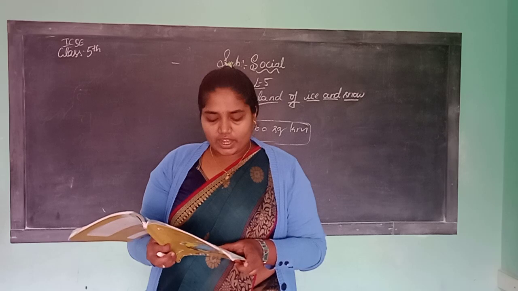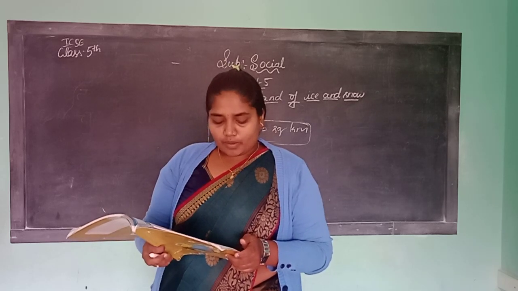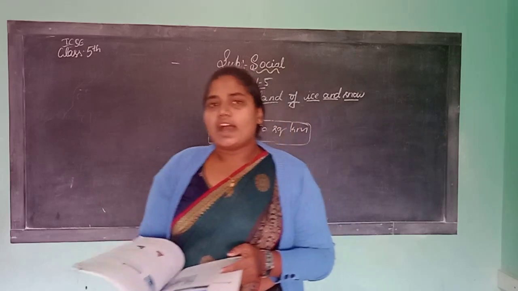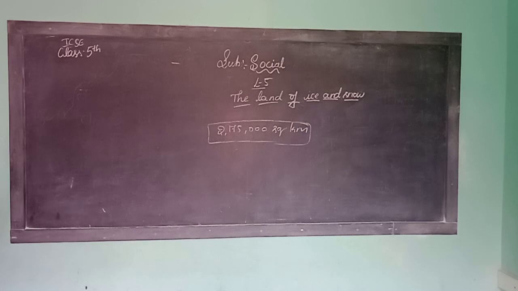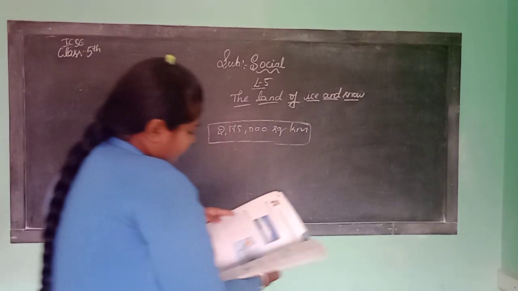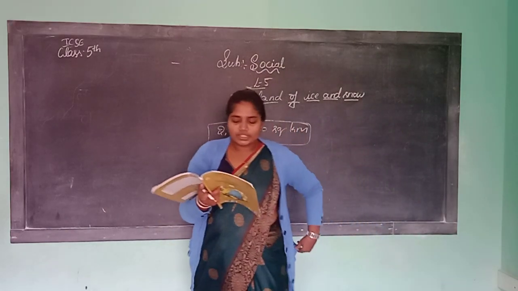This part of the earth is extremely cold, and most of it is covered with ice and snow. So how is this area, this Greenland? It is always covered by ice and snow. Climate. The climate is very cold throughout the year.